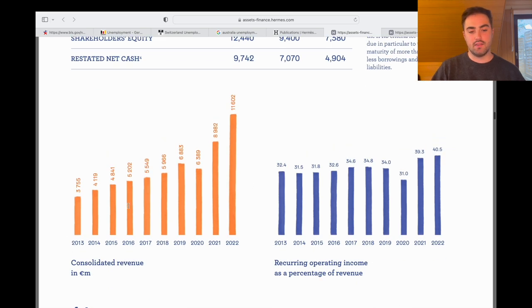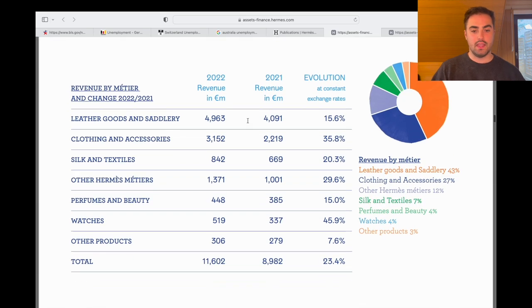Here we can see a lovely graph for the revenue, how it grew over the time, and the recurring operating income as a percentage of revenue grew slightly over the time. Here's a chart, or let's use that graph because I think it's more beautiful. So the majority of money comes from leather goods and saddlery, followed by clothing.